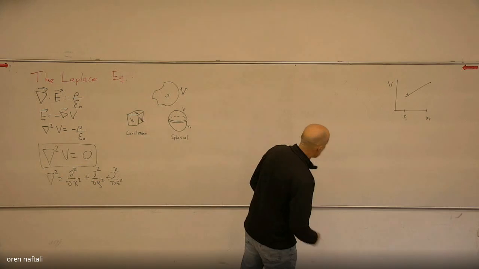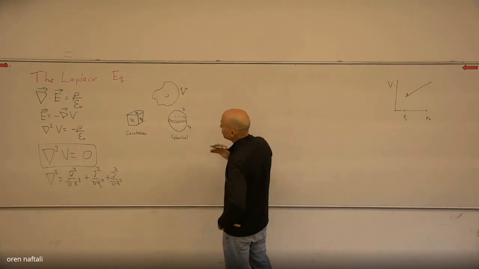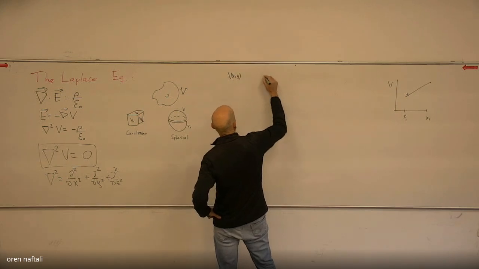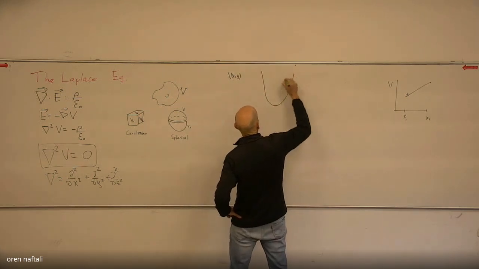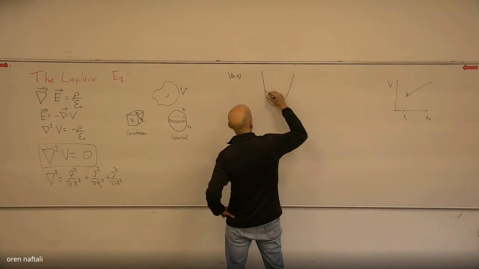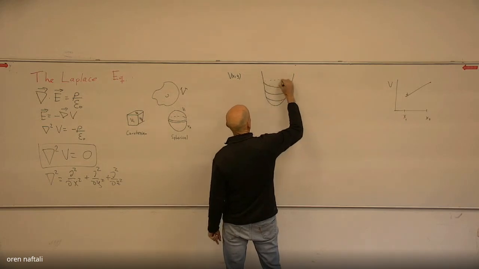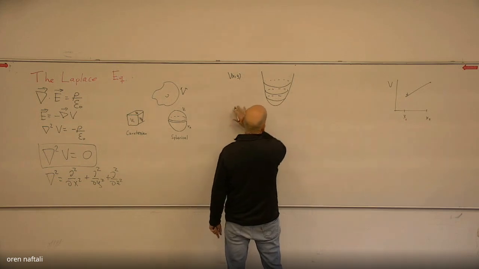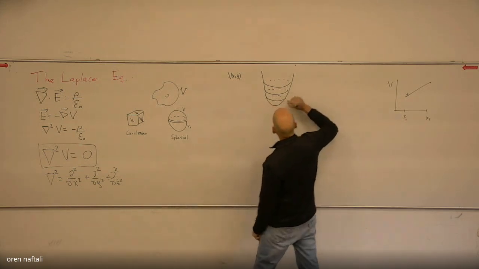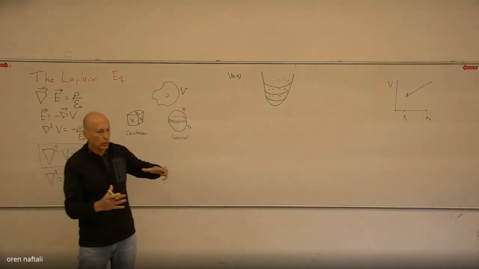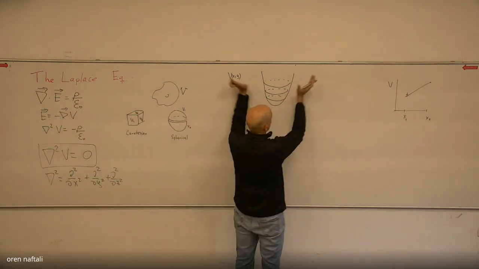I cannot plot the potential in 3 dimensions, so I'll plot it in 2 dimensions. If someone tells you that he found a charge configuration far away that gives you this potential, hopefully you understand what this potential is. This is the plane xy. What is this? This is a harmonic oscillator in 2 dimensions, more or less harmonic. It doesn't have to be harmonic. It can be harmonic here and something else there.